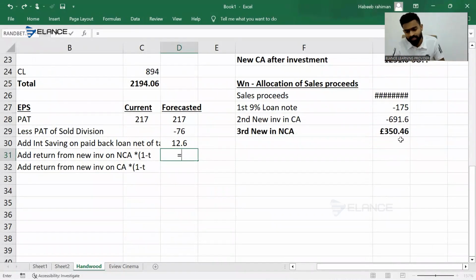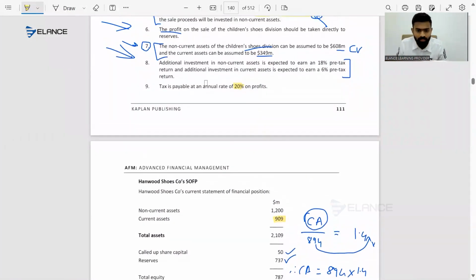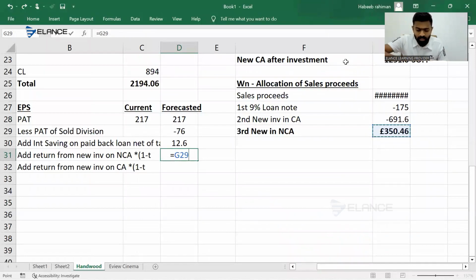So this is equal to, we are investing 350.46 in non-current asset. Am I right? Definitely, they will mention what is the percentage of return. The additional investment in non-current asset, here it is, 8th adjustment, additional investment in non-current asset is expected to earn 18% before tax. So we invested 350, it provides an 18% return.